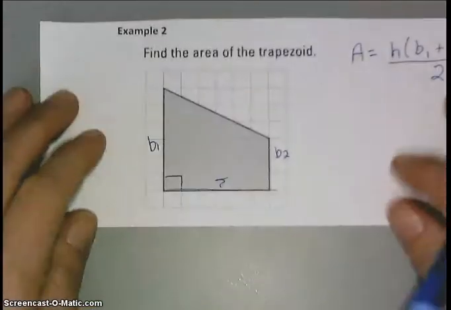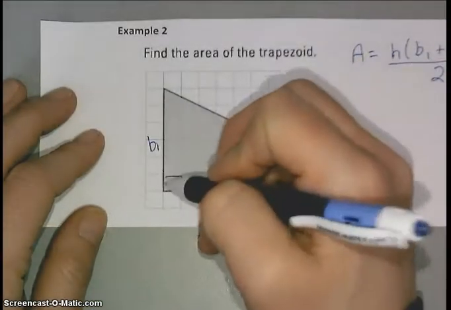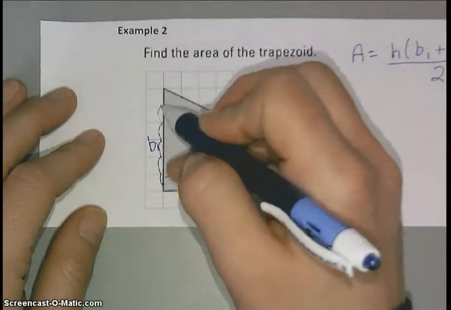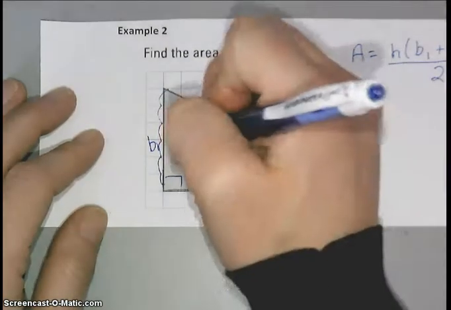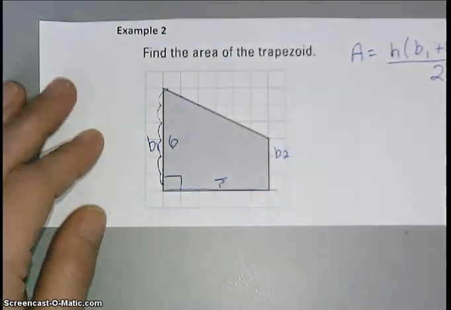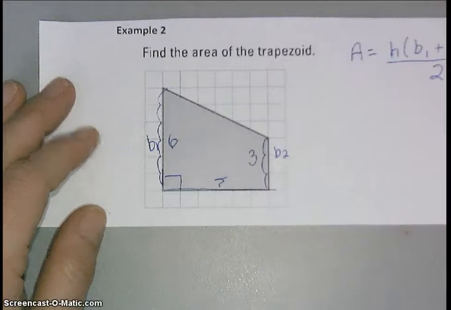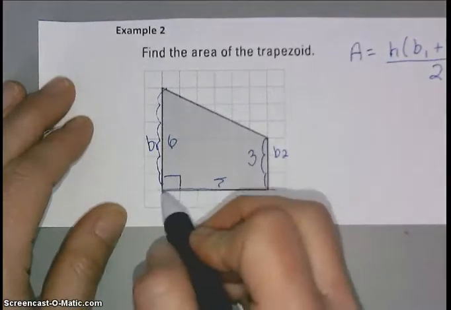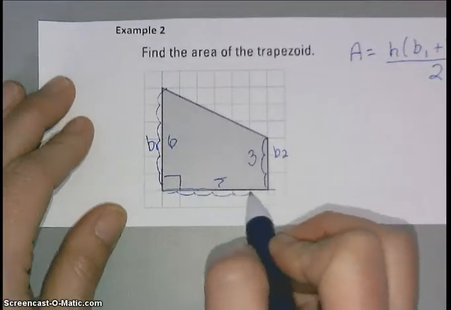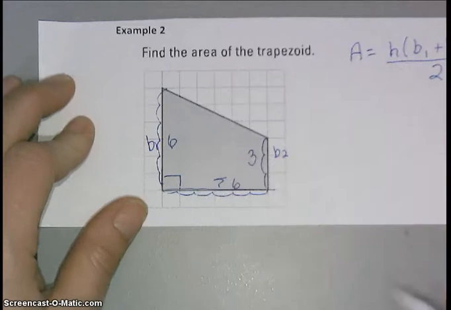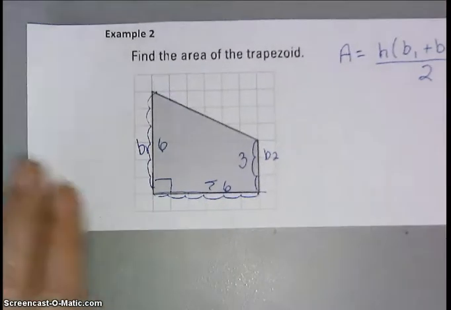So for my base 1, I have 1, 2, 3, 4, 5, 6 units. For base 2, I have 1, 2, 3 units. And then for my height, I have 1, 2, 3, 4, 5, and 6 units. Now I just have to plug those numbers in.